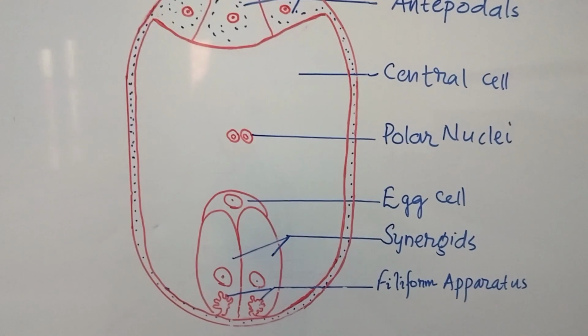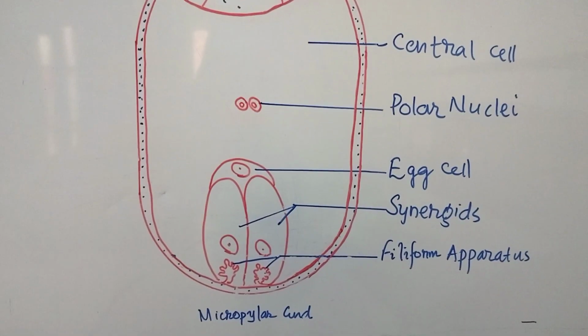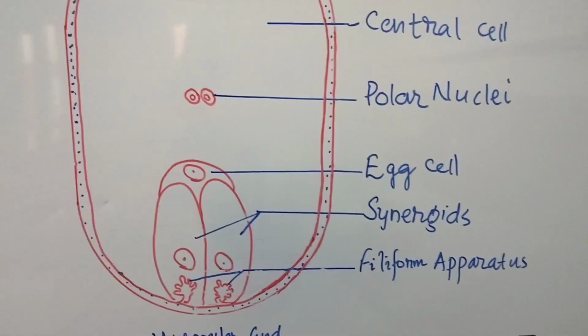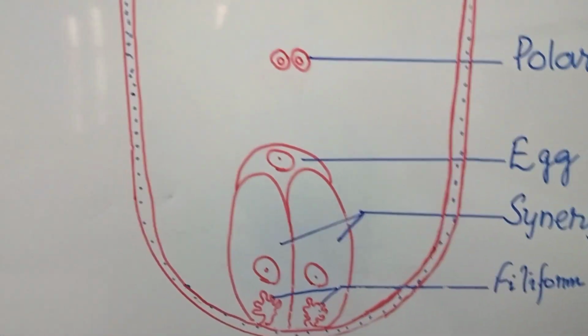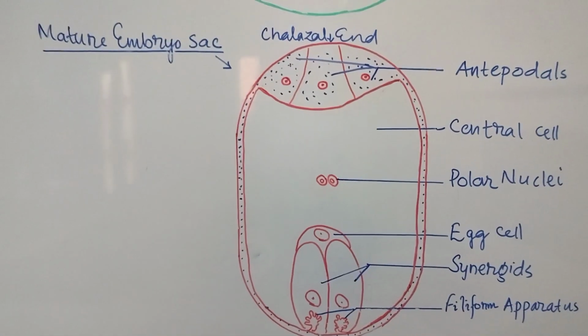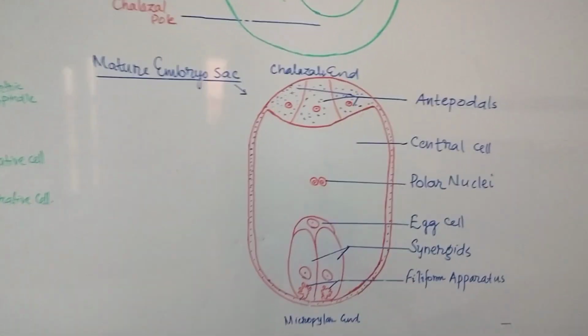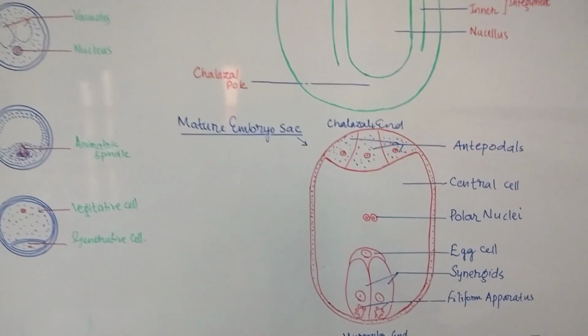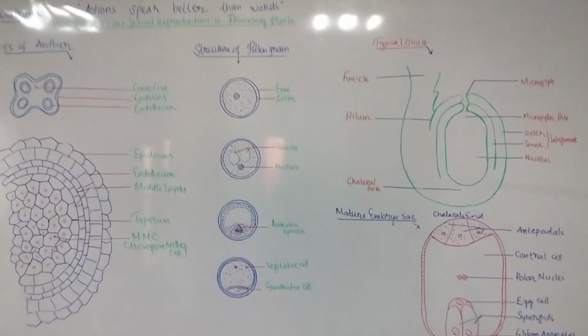Coming to the lower region or the micropylar end, here we have 3 sets of cells with the egg cell in the center and 2 synergids with the filiform apparatus, which will be receiving the pollen tube. Okay, the male gametes will be entering into this for the double fertilization. So this is the important diagram-based explanation for the chapter.